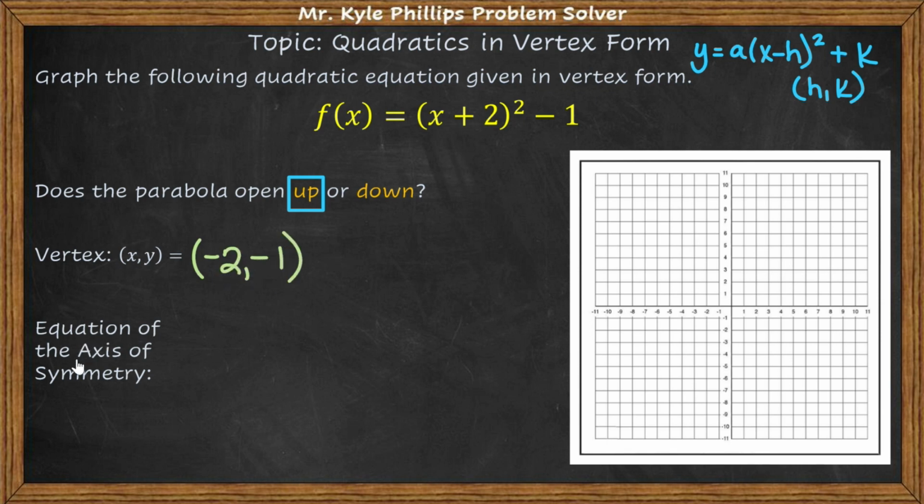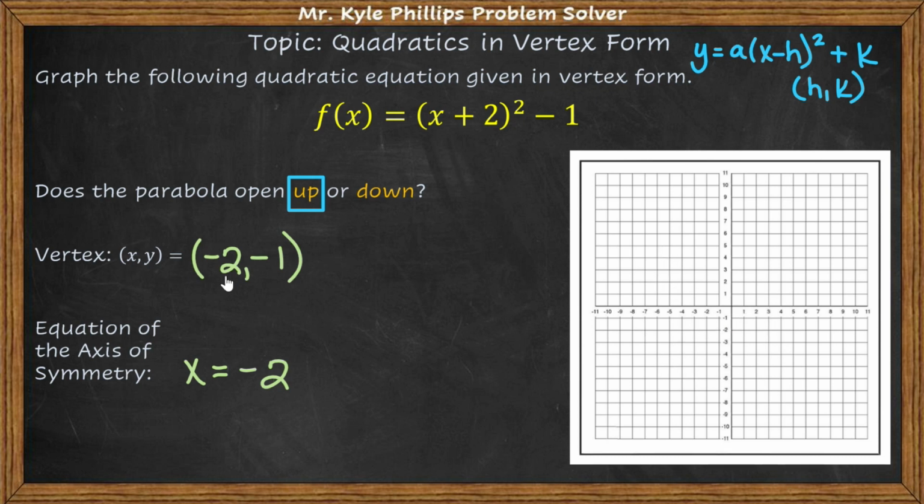And then what's the equation of the axis of symmetry? Okay, well, the axis of symmetry is just the equation of the vertical line through my vertex. Well, I'm already in vertex form. I know my vertex has an x value of negative 2. So my equation is just x equals negative 2. And now I'm going to plot this on the graph.